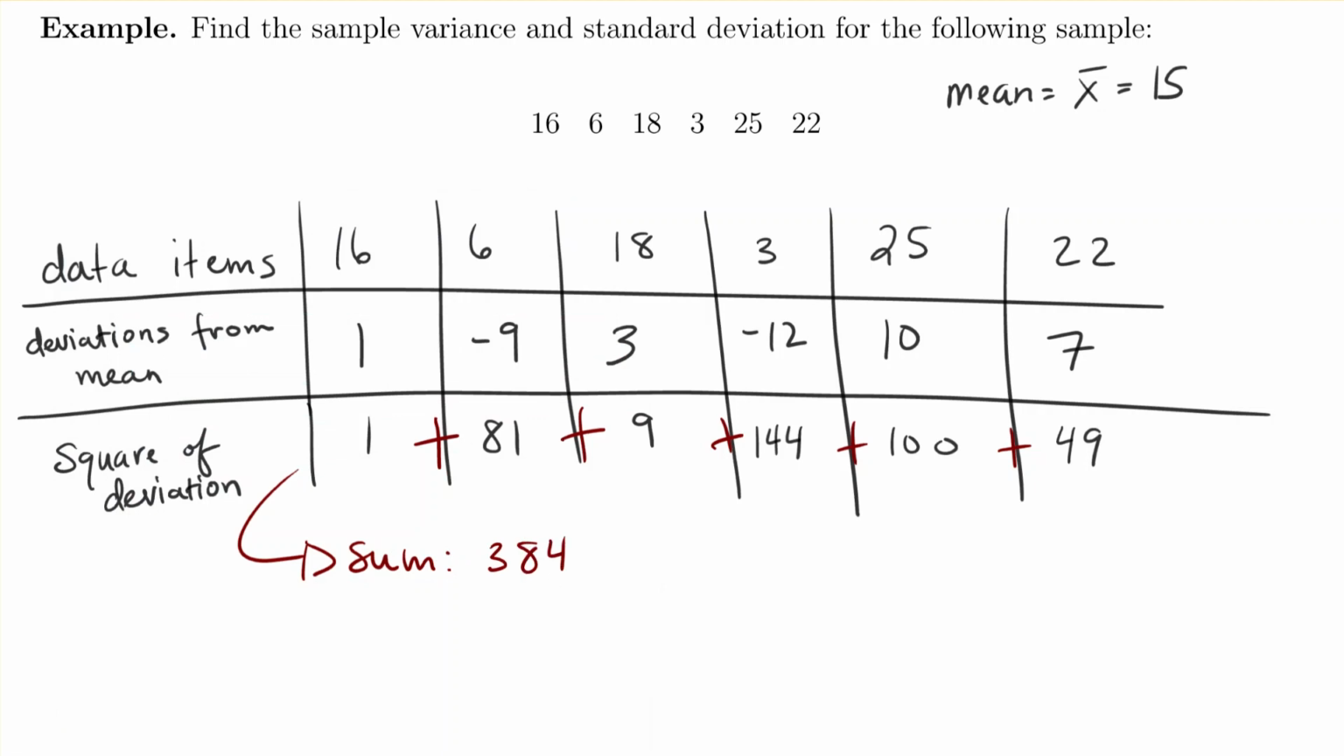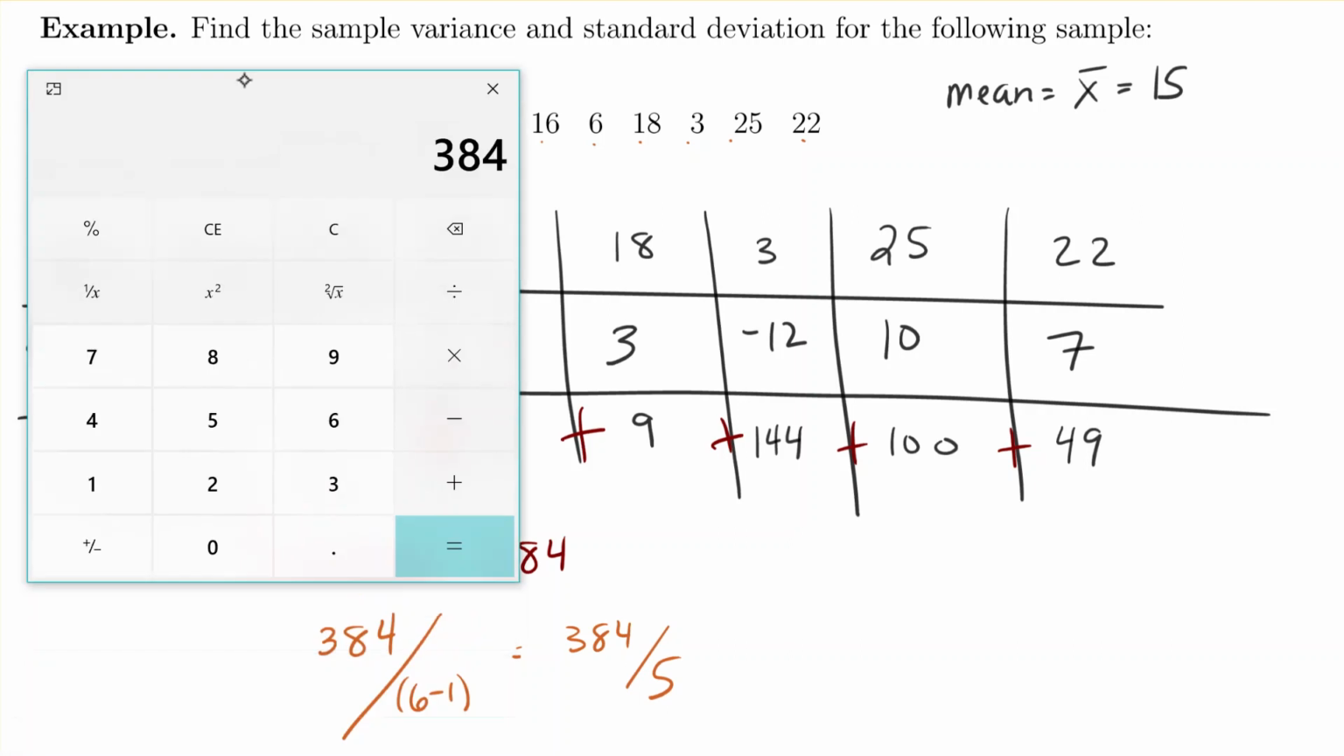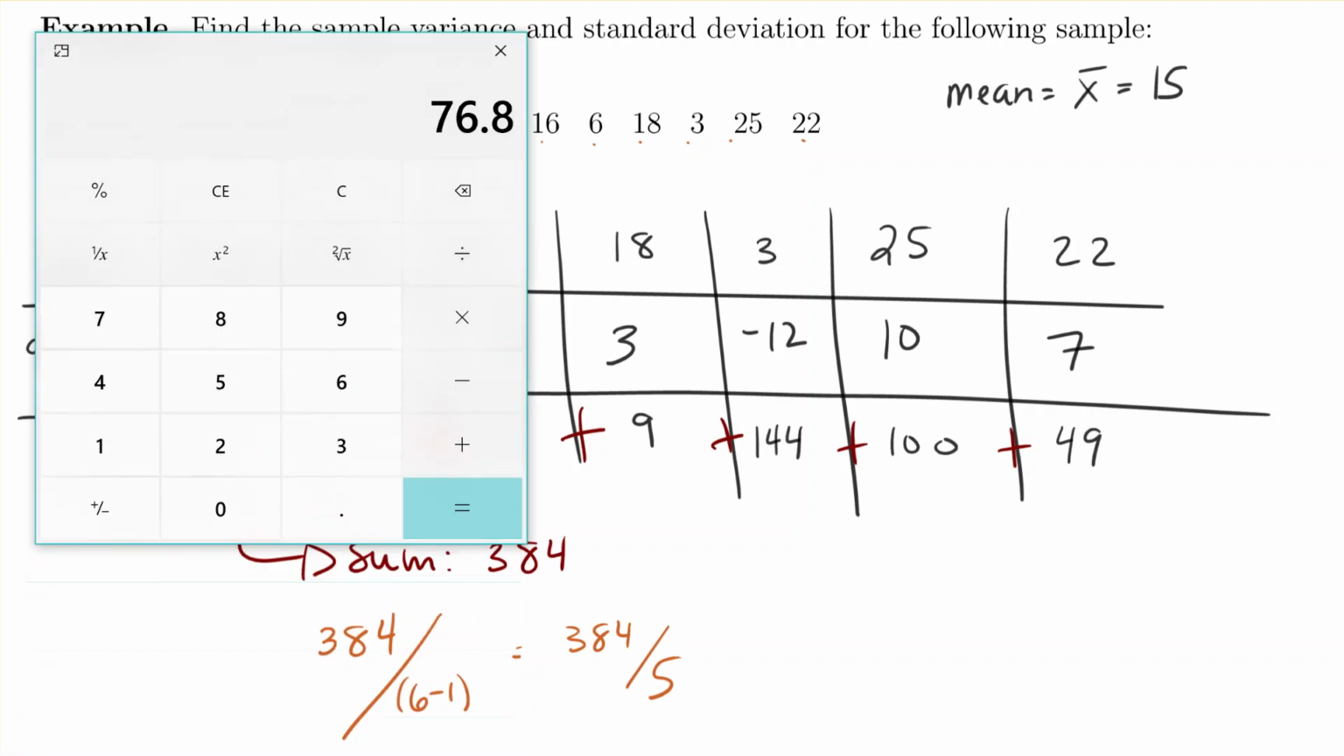The next step in the process is to take that sum, 384, and divide it by n minus 1, where n is the number of items. So there's 1, 2, 3, 4, 5, 6 items. We want to divide that by 6 minus 1, so that's 384 divided by 5. And that gives me 76.8. This happens to be my sample variance, s squared.